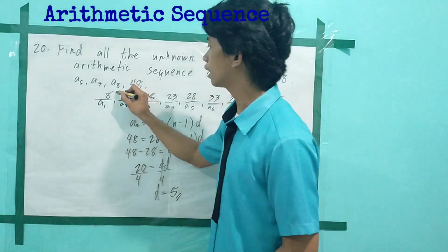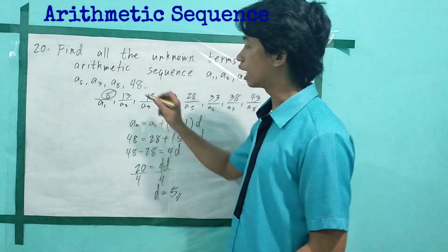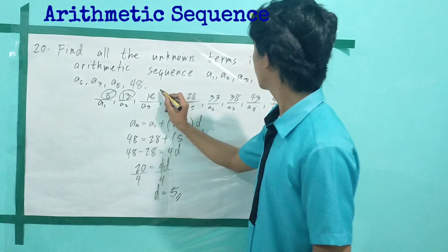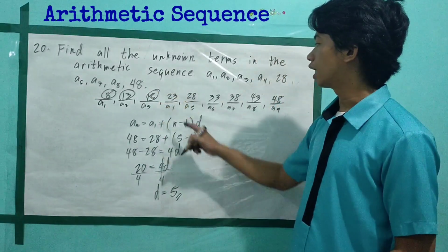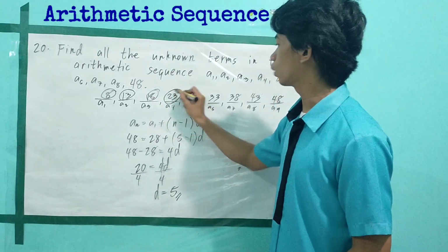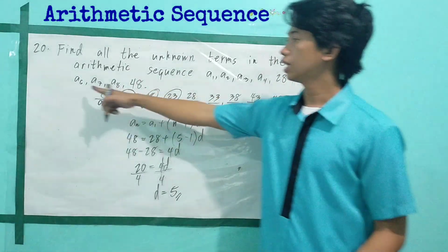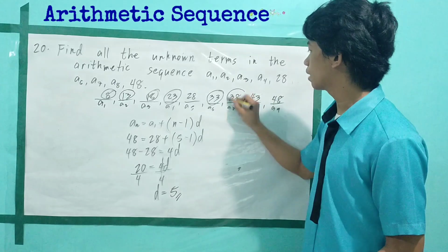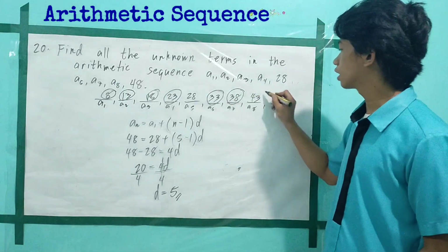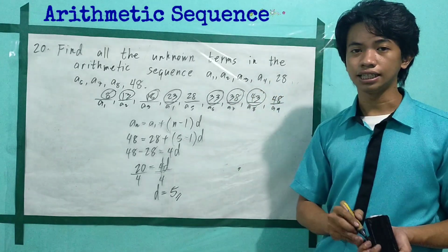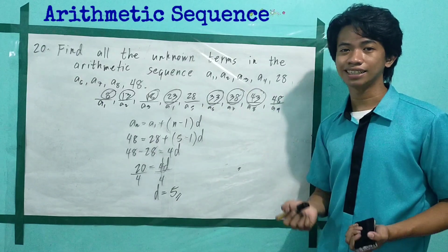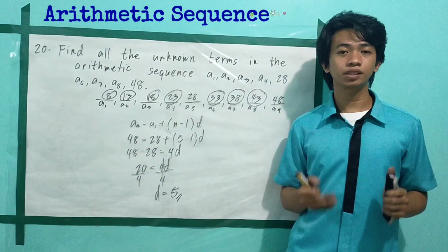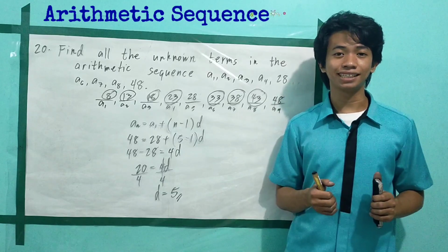So, ibig sabihin, ang ating a sub 1 ay 8. Ang ating a sub 2 ay 13. Ang ating a sub 3 ay 18. Ang ating a sub 4 ay 23. Okay? a sub 6 is 33. a sub 7 is 38. And a sub 8 is 43. So, ayun na yung magiging sagot natin. So, that's all for the problem solving of an arithmetic sequence.